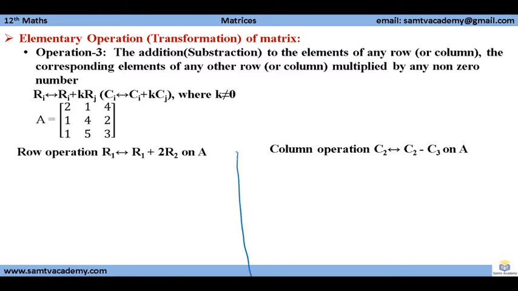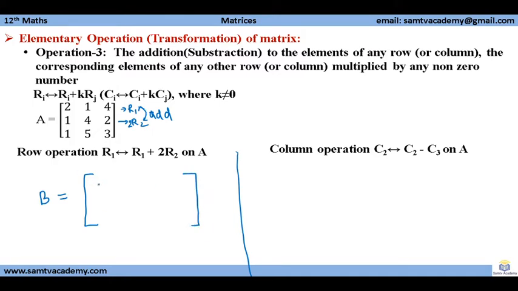Now we have to do this row operation. What we have to do is replace R1 with R1 plus 2R2. So this is R1 and this is R2. First we will multiply R2 with 2, then add both and replace R1 with this value. Suppose the new matrix formed is B. We will write the transformed matrix here.